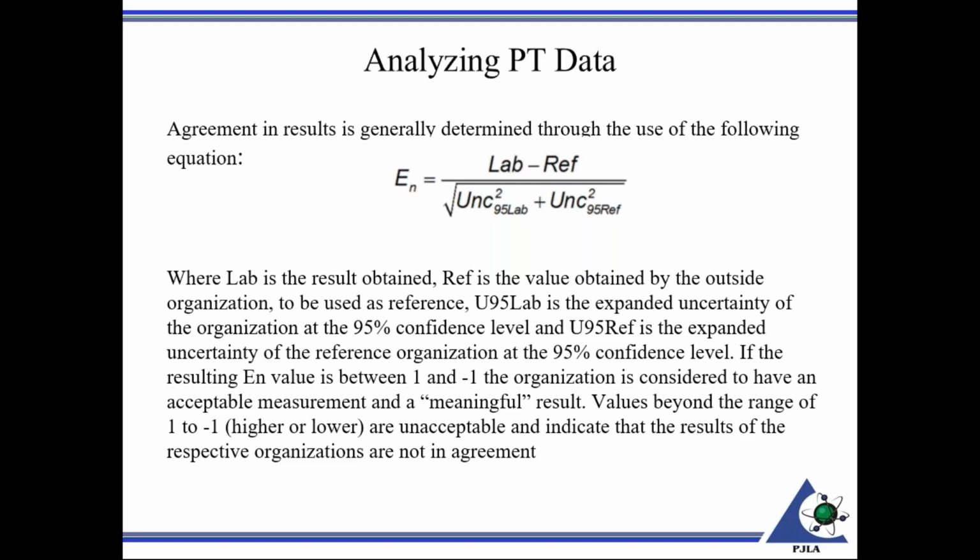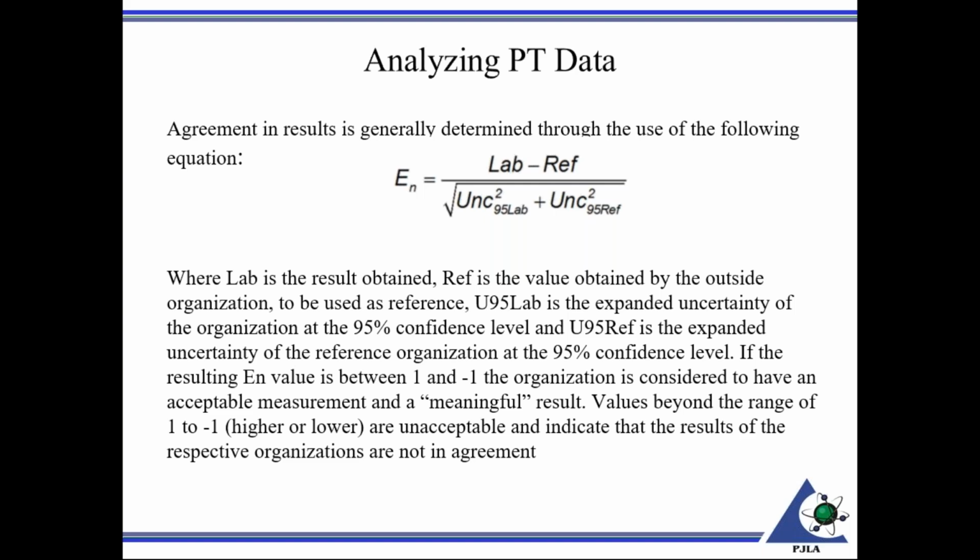One of the more popular ones I see in calibration is called an E-normal analysis, where the lab is looking at the formula there. Lab is the result obtained. Reference is the value obtained by the outside organization to be used. U95 is the expanded uncertainty associated with each organization, typically at a 95% confidence interval. If you plug in all the numbers there and it falls within the absolute value of 1, they are considered acceptable, and the results are comparable.